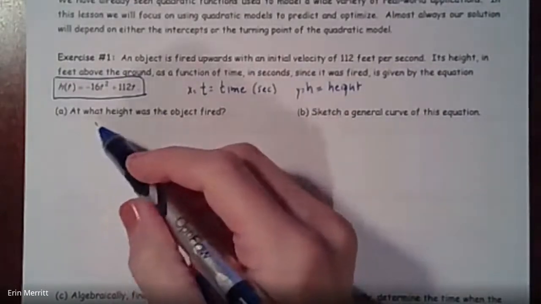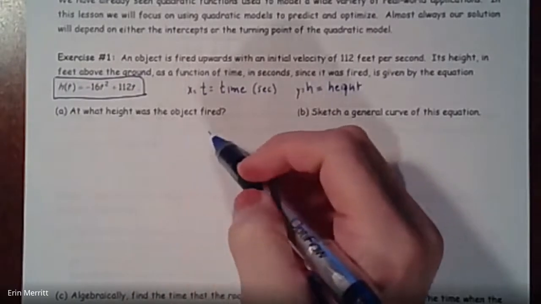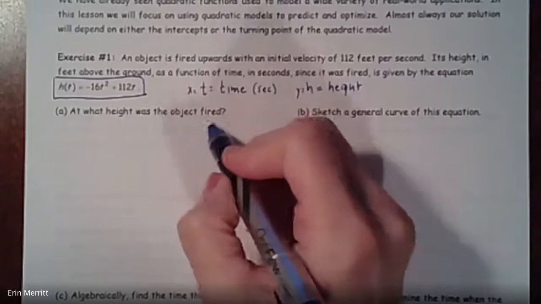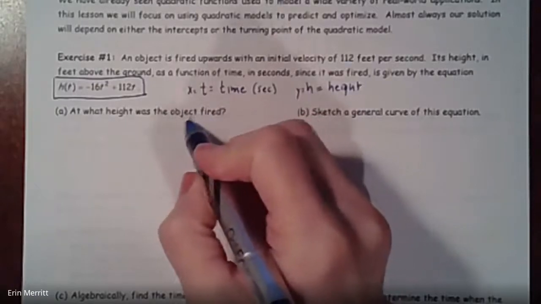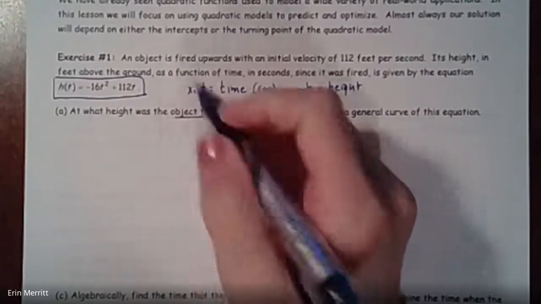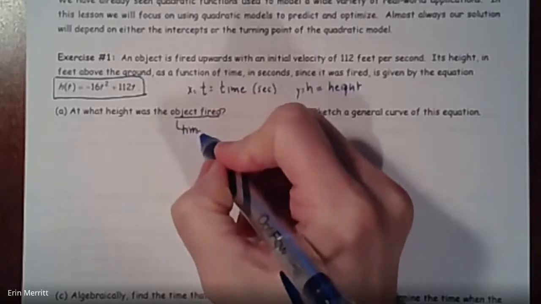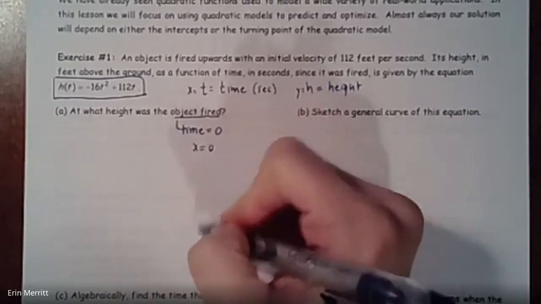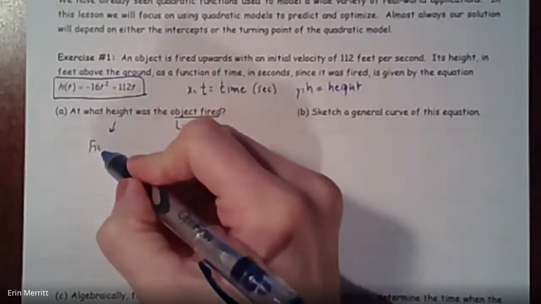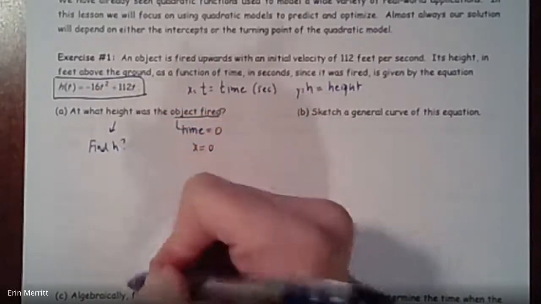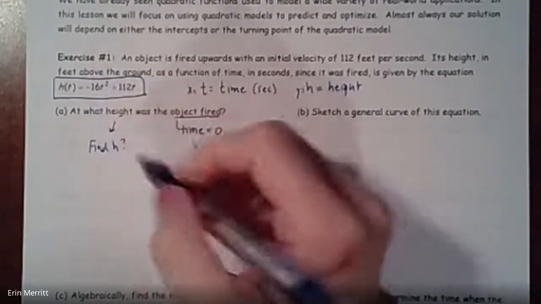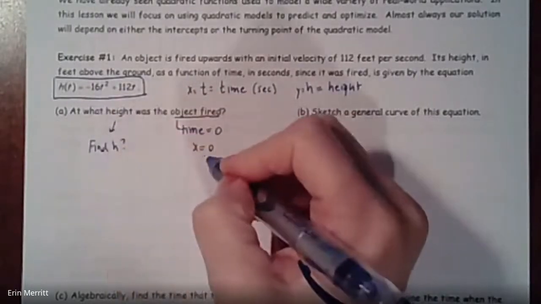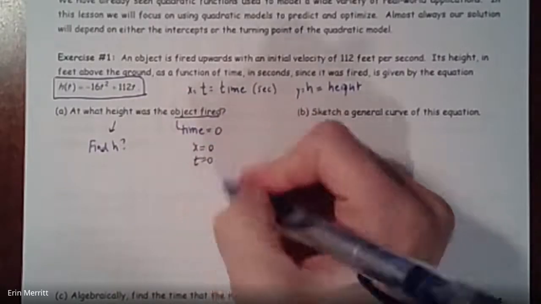So when it says, at what height was the object fired from? All right, well, when the object is fired, that's the start time. So that's at time equaling 0, which is the same as x equaling 0. They want us to then find h, right? And so if we want to find h at x equals 0, well, then all we have to do is plug in x, or I should say t, equaling 0.